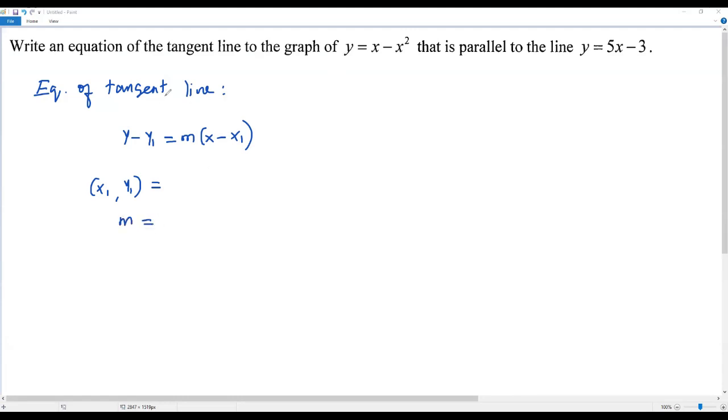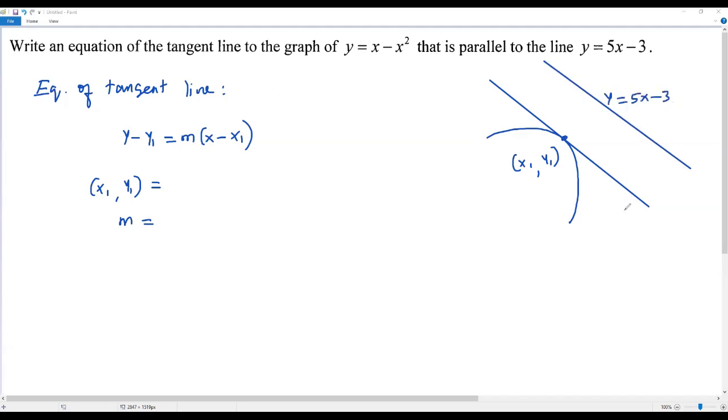Okay, now let me sketch a rough graph for the given information. Let's say this is a curve. This is the graph of the given equation. Now let me draw a tangent line to this graph. A tangent line is nothing but a line which touches the curve at some point. In this case, the tangent line touches the graph at the point x1, y1.